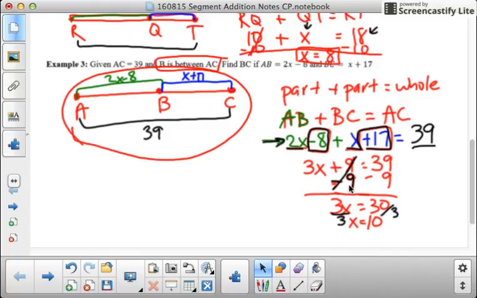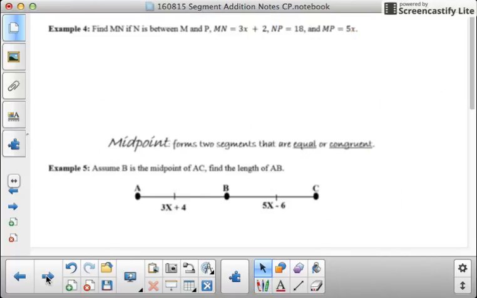So flip it over and try your very last problem. Pause your video and try that last one.